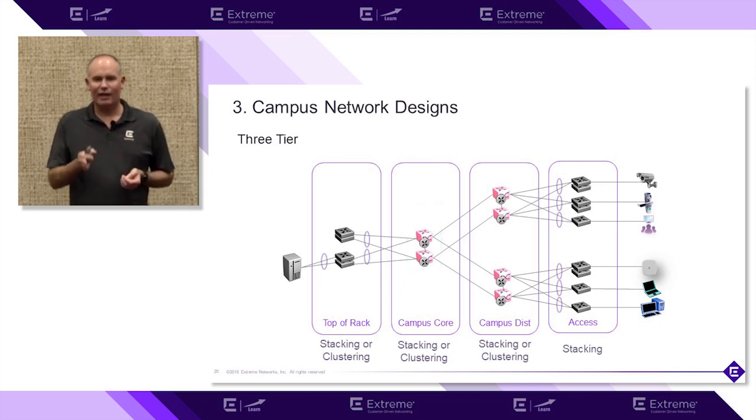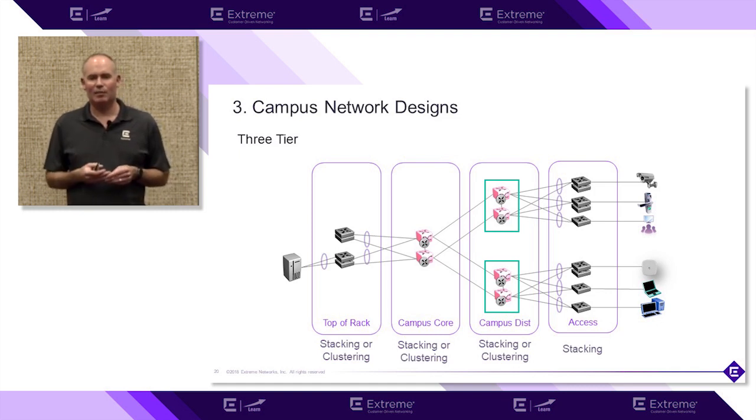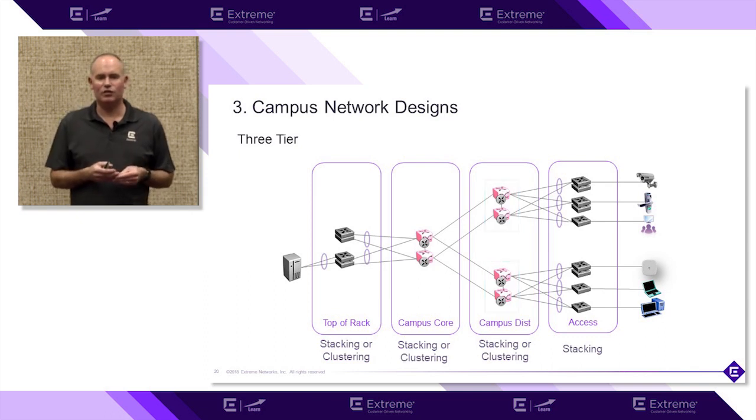In this case though, we have a distribution layer, as you can see here. And actually, in this case, we have 2 distribution pairs which would cover maybe 2 separate buildings. We could have many distribution pairs connected back to the campus core. Again, the access layer looks very similar. It's dual attached using LAG to the clustered pairs of switches in the distribution layer. Again, for the servers, we have some top-of-rack switches which are redundantly connected back to the campus core.